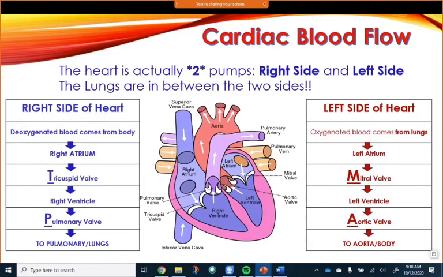Anyway, what we're going to do is separate this heart. I need you to separate the heart in your brain into two sides. Two separate pumps, a right side pump and a left side pump. The heart is not one pump, it's actually two. And separating the heart in your mind will really help you process the signs and symptoms that we see when the heart goes bad. And remember, it's just a pump.